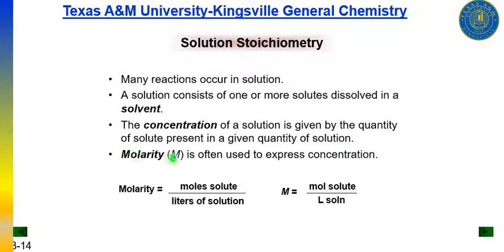And then your molarity, capital italic M, is often used to express the molar concentration of the solution. Molar concentration equals the moles of your solute divided by the liters of your solution. Moles of solute divided by liters of solution. Otherwise, you have to do the conversion from other units to liters. And then you are also going to learn about the dilution of a solution. C1 V1 equals C2 V2.